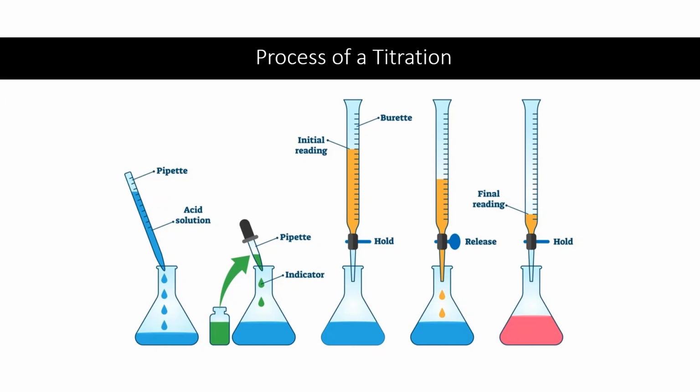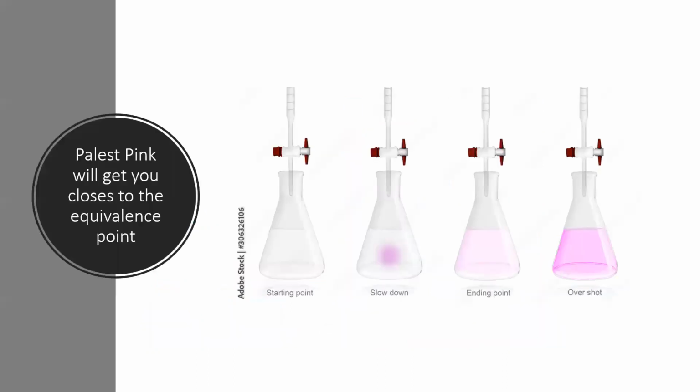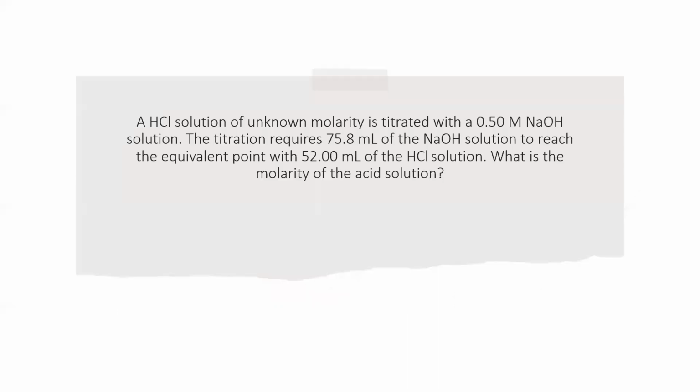We add it slowly until it changes the phenolphthalein indicator color from clear to that light pale pink or fuchsia. Now, when you're doing the titration, the palest pink is your goal because that's going to give you closest to the end point. Again, the end point is a little bit farther than you may want it to be in terms of actual neutralization, but the deeper pink it becomes, the more you've overshot and the more error you're introducing into your data.